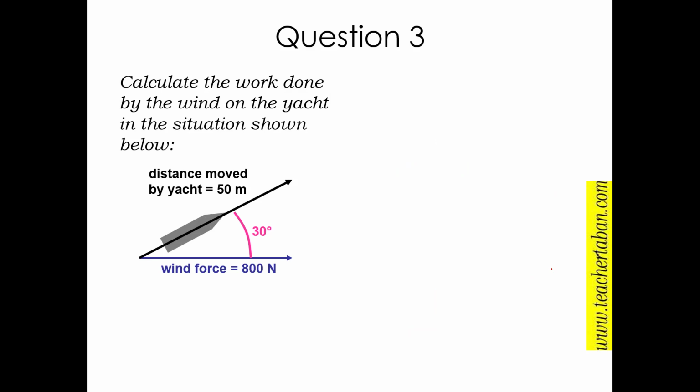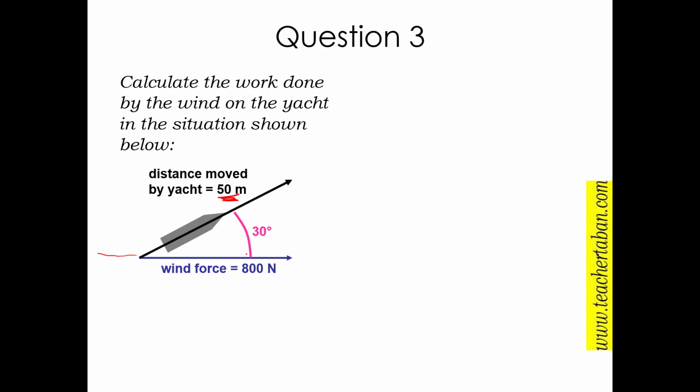Number 3, this one changes a little bit, whereby the direction of motion is different from the action of the force. So the question says: calculate the work done by the wind on the yacht in the situation shown below. So the distance moved by the yacht is 50 meters, that is the boat, and the wind is blowing in this direction. So in this case, what do we do?